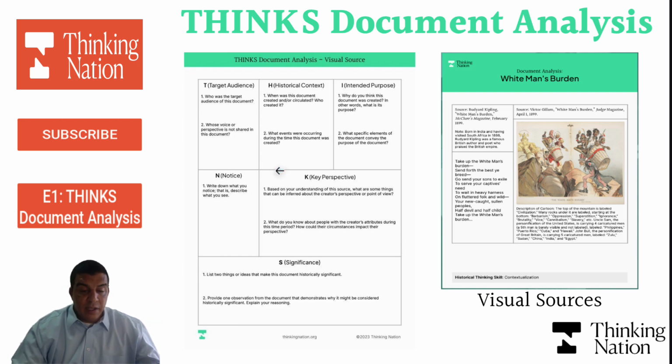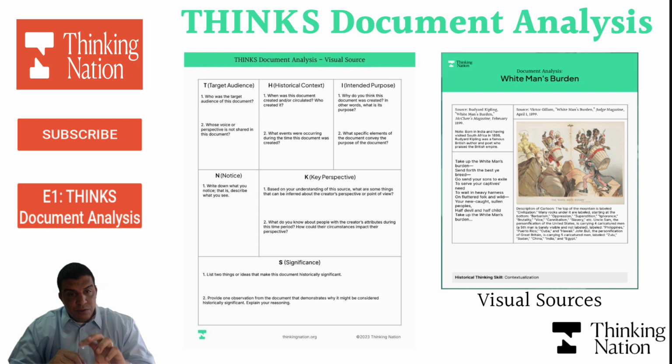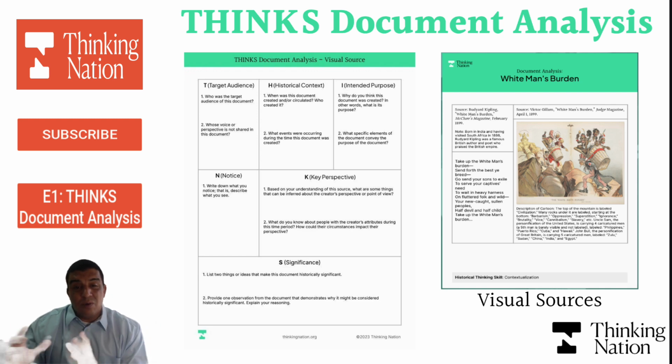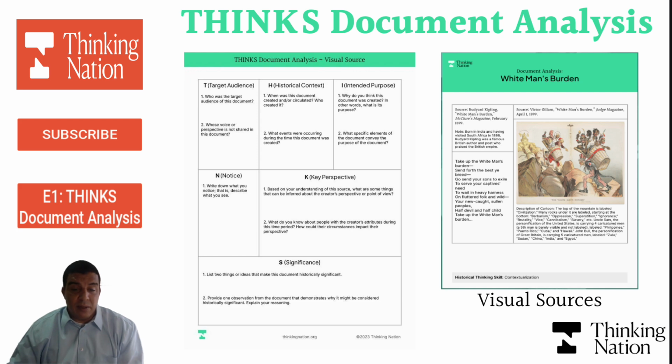Here's the document, and they would write it on a piece of paper, always using the same guiding questions. That way I didn't have to print multiple copies of this Thinks analysis sheet. They had it in their notebook. They knew the questions. And the only thing I had to change was the document itself.